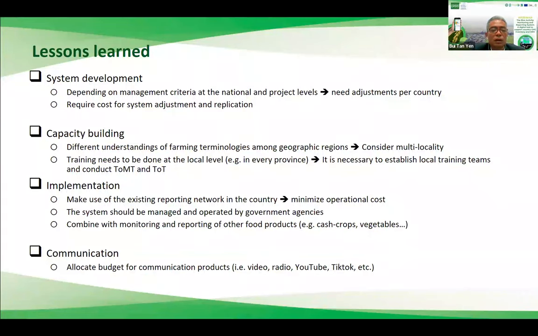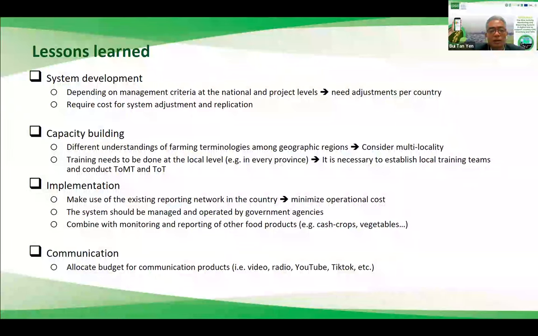We also need to consider the different understanding of farming terminology among the geographic regions. Like the case in Vietnam, one term may be understood differently in different regions. Implementation: it makes use of the existing reporting network in the country, so we do not design a new reporting network.